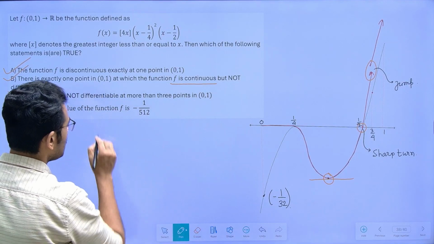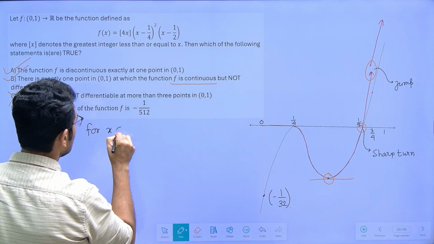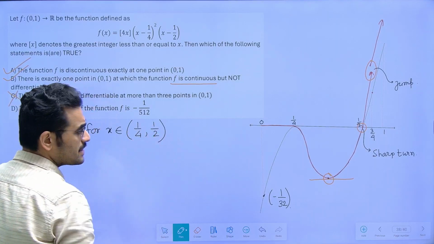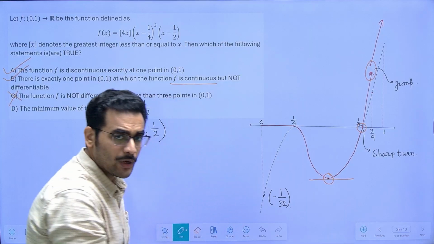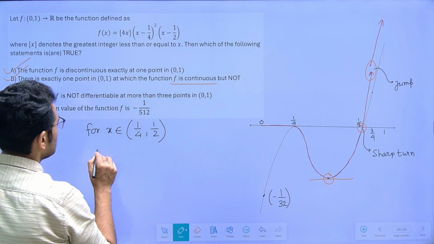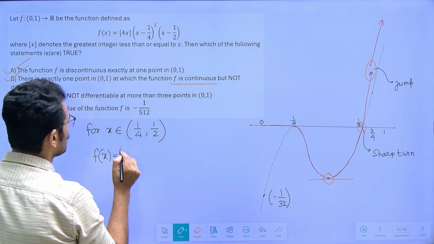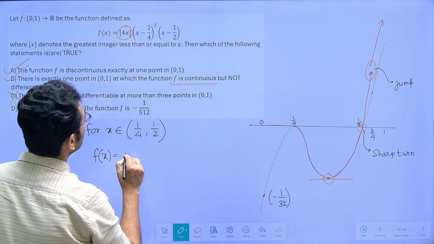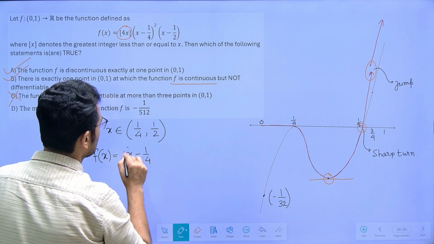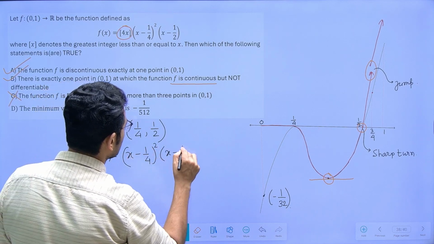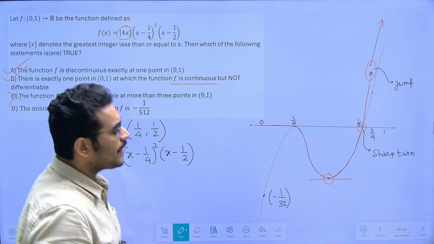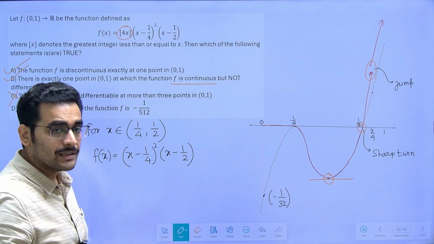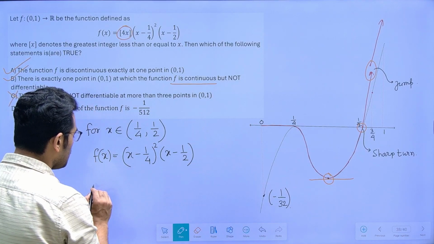So, let us try to find the minimum value here. For x belonging to the interval 1 by 4 to 1 by 2, within this I am getting a local minimum. What is this local minimum value? What is the function? The box 4x value here is 1. So the function will be f(x) equal to (x minus 1 by 4) square into (x minus 1 by 2), and I need to find the minimum value of the function. The minimum value will be achieved where the derivative must be equal to 0. So let us go for the derivative of the function.